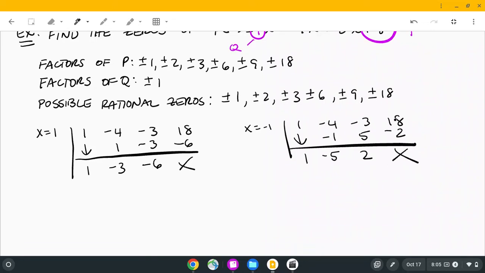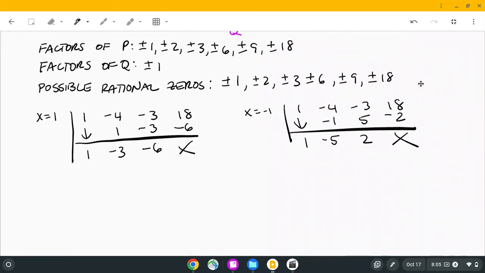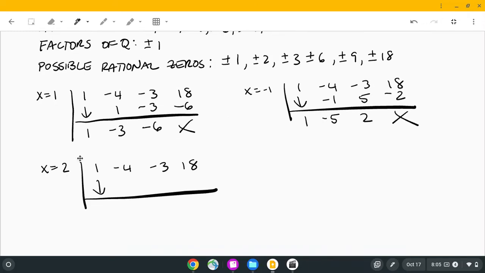All right. Let's try 2 and then negative 2. So 1, negative 4, negative 3, 18. You keep your fingers crossed and you hope that it's not 18. 1 times 2 is 2. Negative 4 and 2 is negative 2. Negative 2 times 2 is negative 4. And then I get negative 7. Negative 7 times 2 is negative 14. Nope. No 0. All right, let's try x equals negative 2.